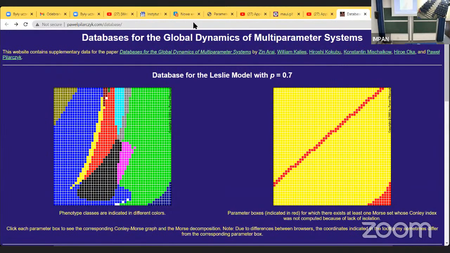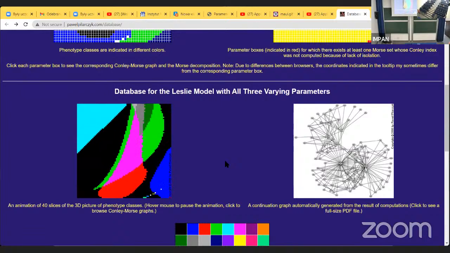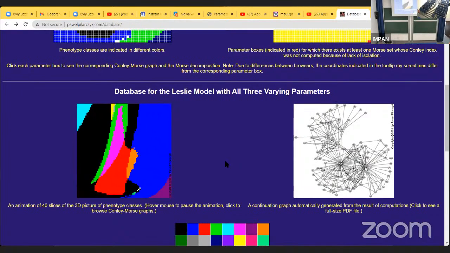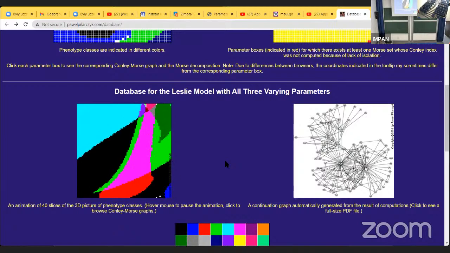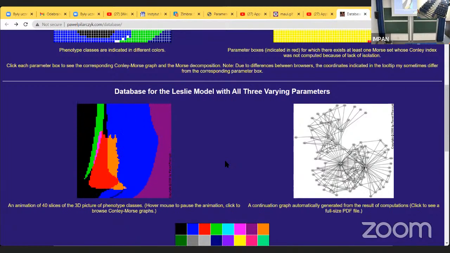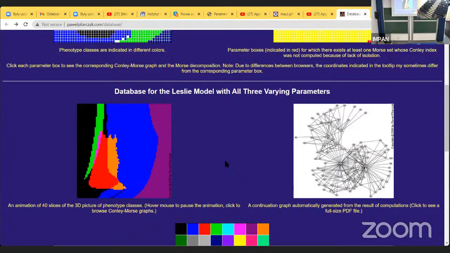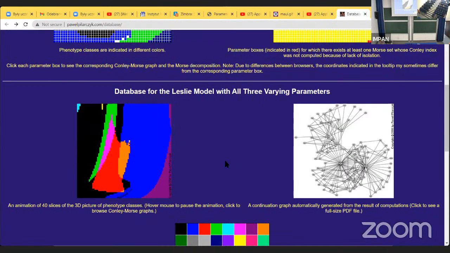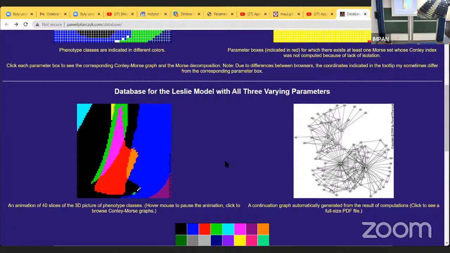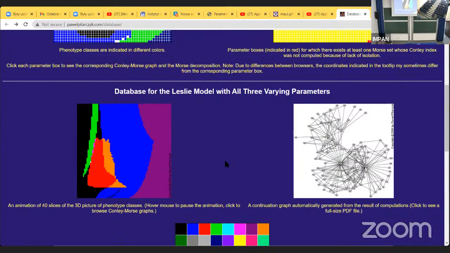And here is the illustration of the 3-dimensional computations. So we computed 40 layers of 50 by 50 parameters. And then when you move in the 3-dimensional space of parameters, some regions of parameters that were separate in the 2-dimensional picture now turn out to be joined in the higher dimensions. So here you can see, for example, the black region of parameters. In some slices, it consists of a few connected components, but then you see through the animation that these components actually merge at different points. So this shows that the dynamics for these parameter boxes are equivalent.